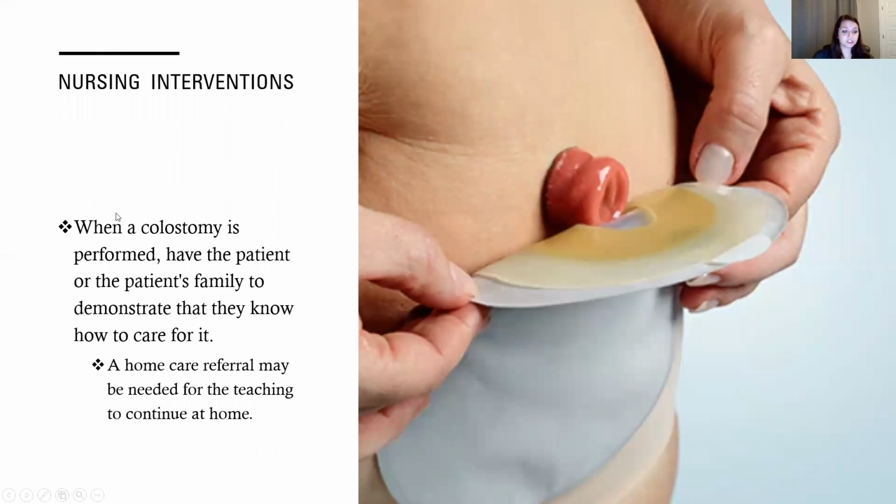So some more nursing interventions would be that whenever a colostomy is performed, we're going to have the patient or the patient's family demonstrate that they know how to take care of this. We don't want this to get infected or for the bowel to die. So remember, we want the stoma to be pink and moist, and we may need to get a home health referral, so this teaching can be continued at home.